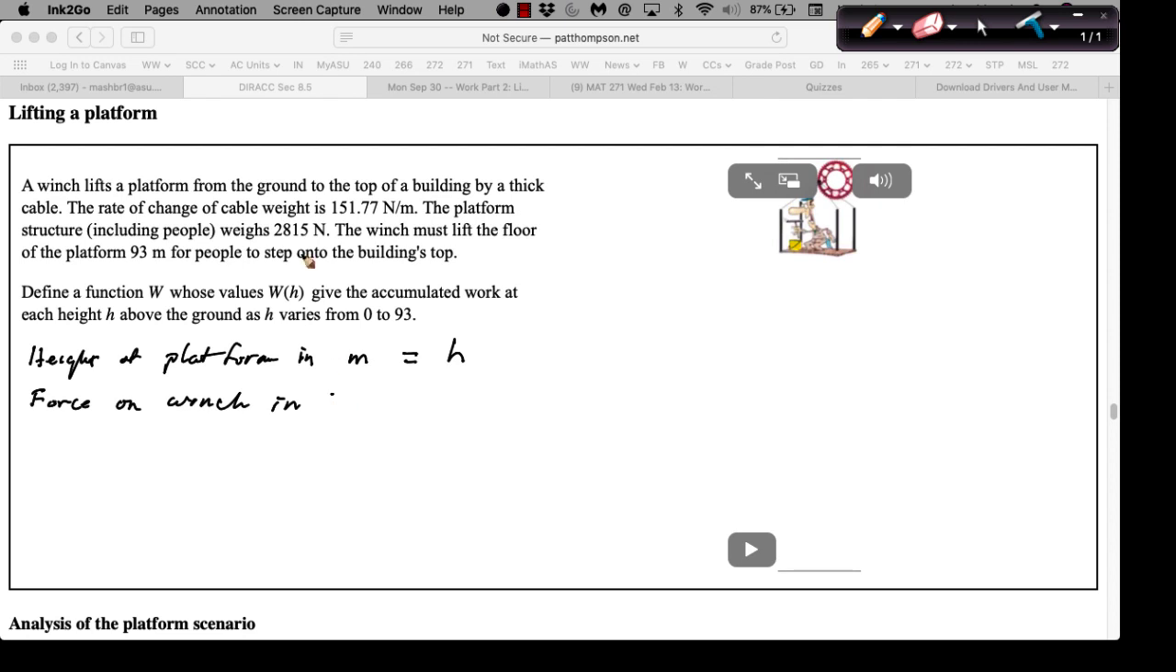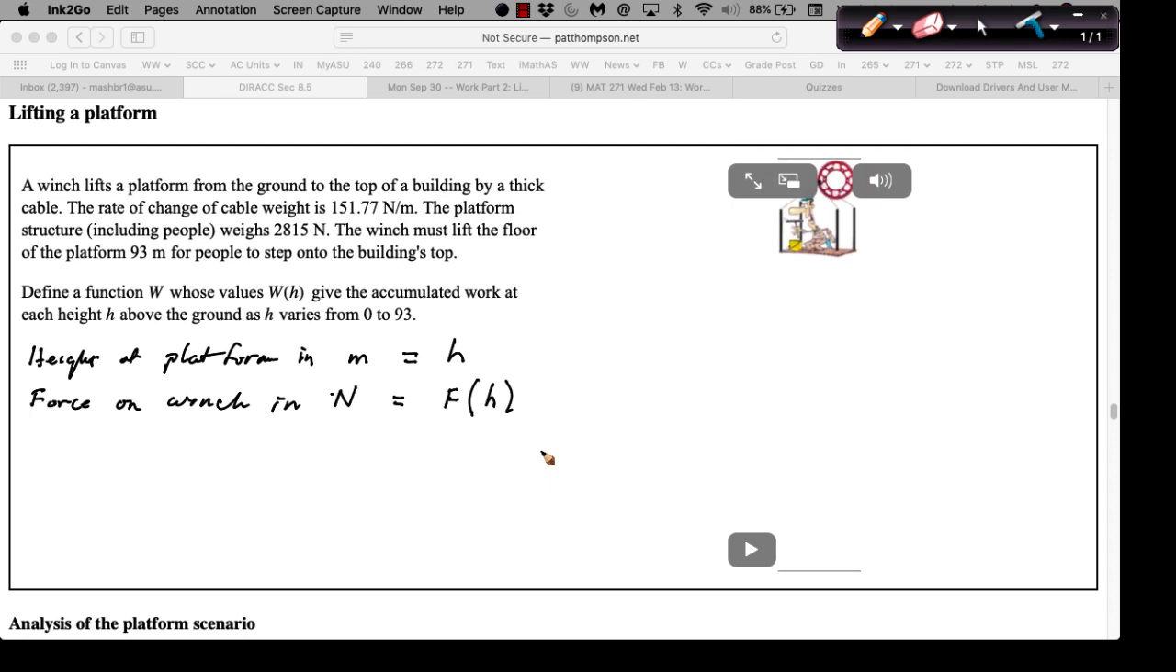Okay, so that's talking about the weight of the cable. Newtons, right? And how would we symbolize that? The force on the winch in newtons. Is that changing or constant? That's changing. So it's like a force function, and we want it to be a function of what? H, right? So that force on the winch in newtons is going to be a function of the height of the cable.